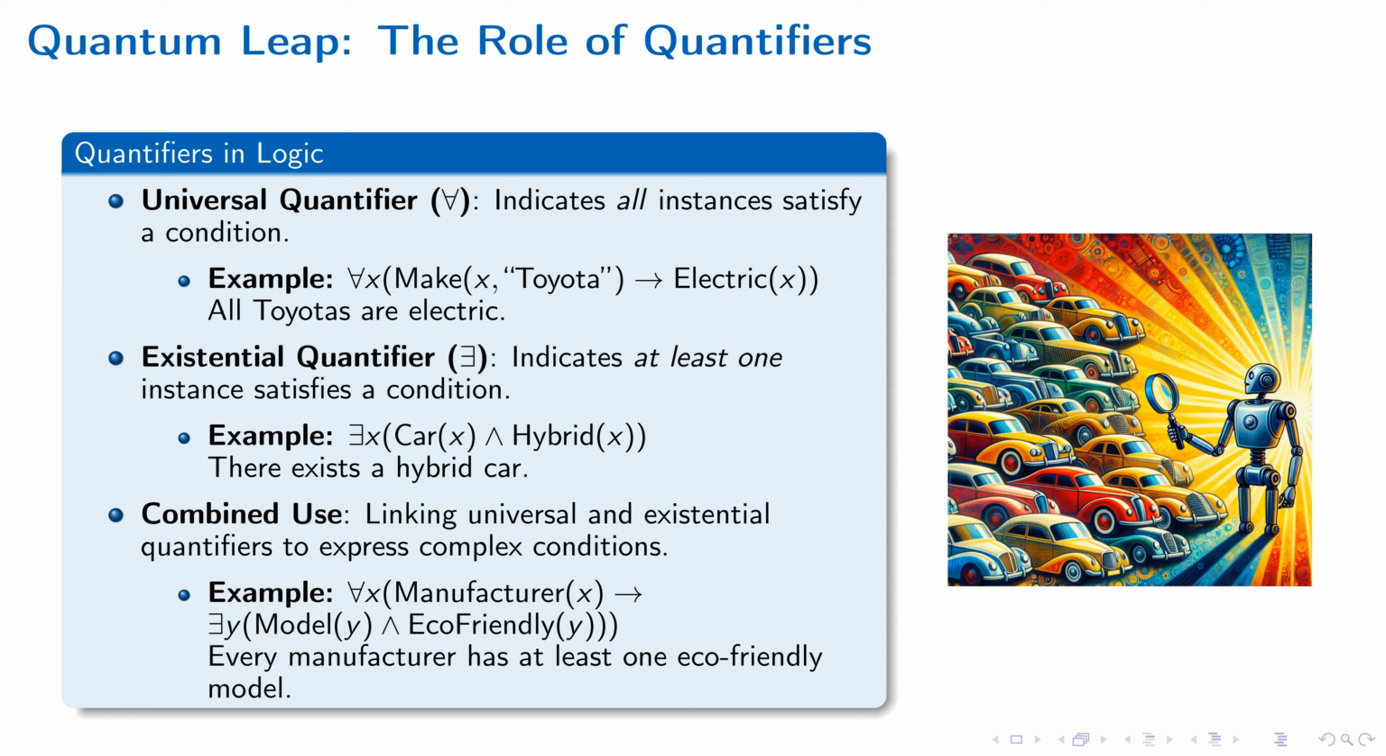Today's spotlight is on quantifiers in logic, primarily universal and existential. Universal quantifier, signified as for all, suggests that every Toyota car is electric. On the flip side, the existential quantifier, represented as there exists, designates the presence of at least one hybrid vehicle. Additionally, intricate conditions are represented by interconnecting these quantifiers, like asserting every manufacturer produces at least one eco-friendly model.